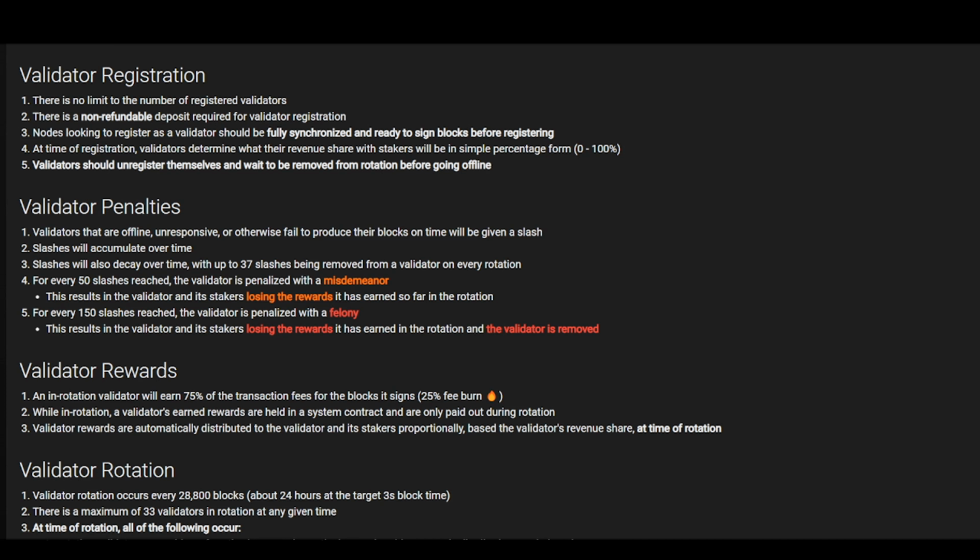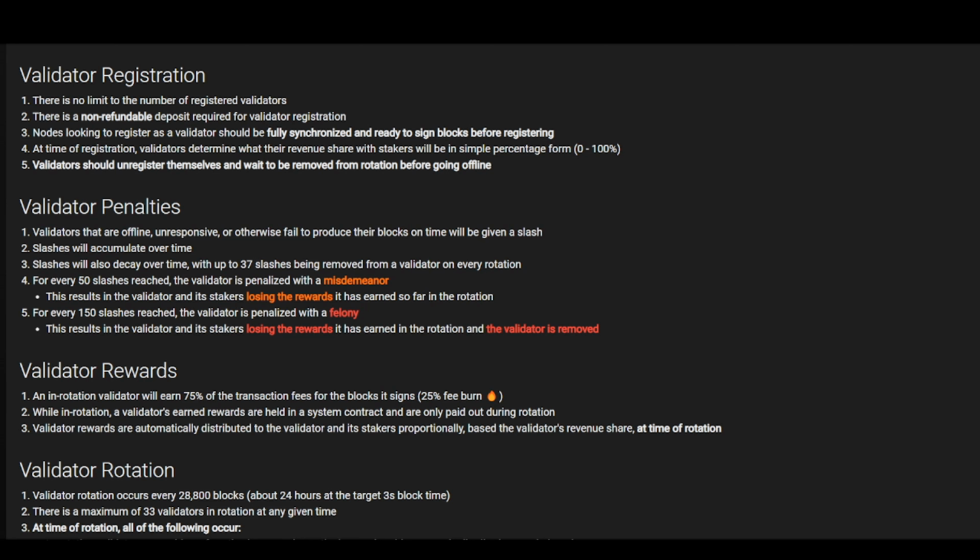For number 3, these slashes will decay over time, with up to 37 slashes being removed from a validator on every rotation. Number 4, for every 50 slashes reached, the validator is penalized with what is known as a misdemeanor. This results in a validator and its stakers losing the rewards it has earned so far in the rotation. And we got number 5. For every 150 slashes reached, the validator is penalized with what is known as a felony. This results in a validator and its stakers losing the rewards it has earned in rotation, and the validator is removed.